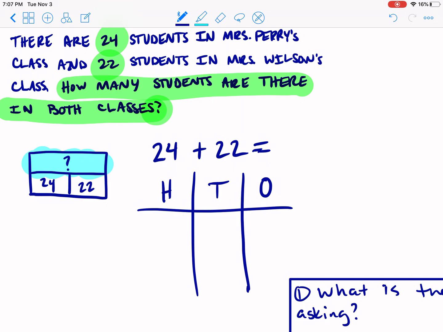So 24 plus 22, 2 tens, 4 ones, 2 tens, 2 ones. I'm going to count my ones, 1, 2, 3, 4, 5, 6 ones. 1, 2, 3, 4, 4 tens, so our sum is 46.